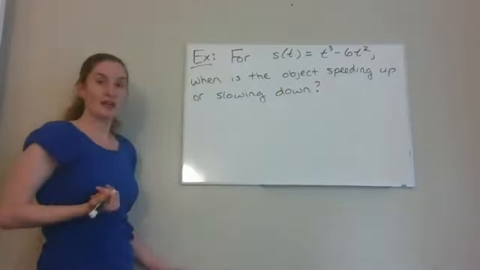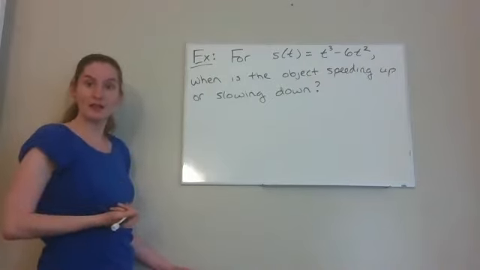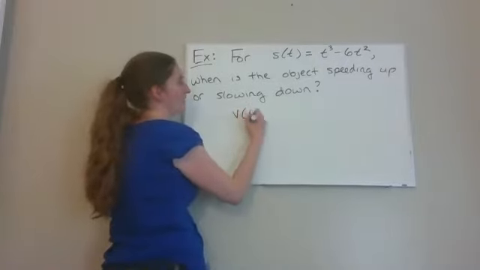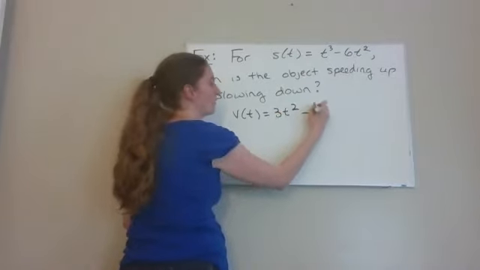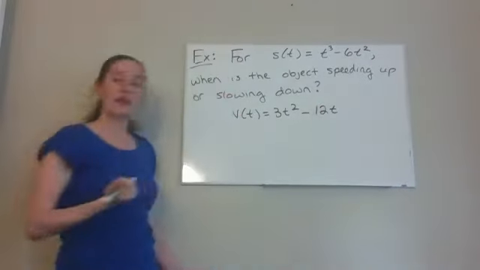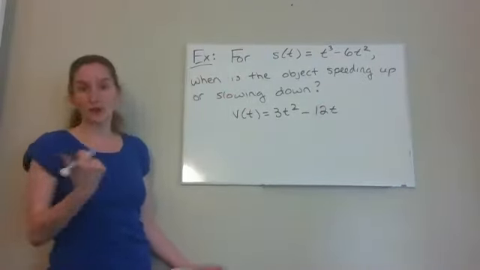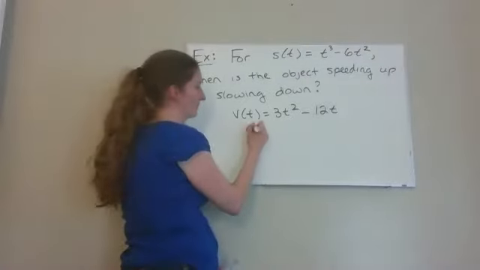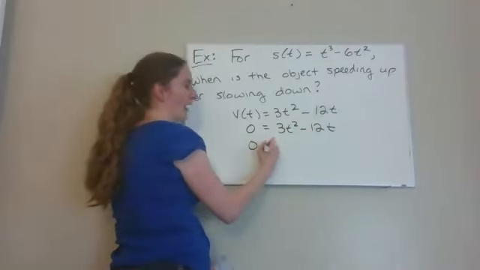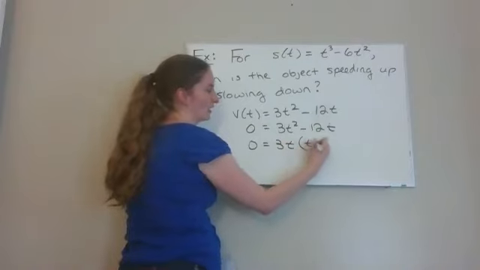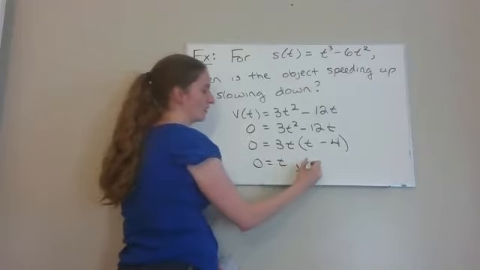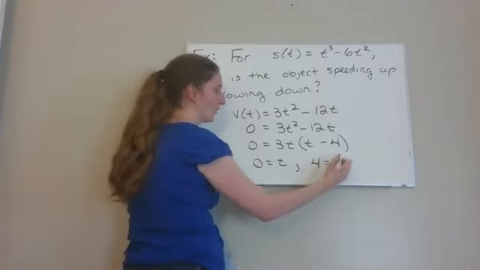Well, to do that, I need to find out when my velocity is positive or negative and when my acceleration is positive or negative. We had earlier that my velocity was 3t squared minus 12t. To figure out where this is positive or negative, first we should find where it's equal to 0. If I factor this, I can pull out 3t, leaving a t minus 4, and I get that my velocity is 0 when t is 0 or when t is 4.